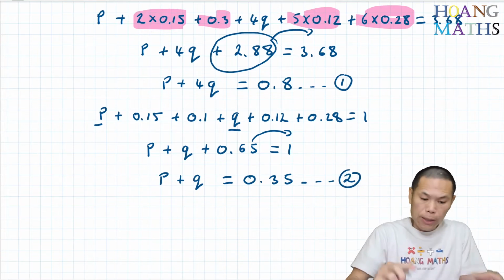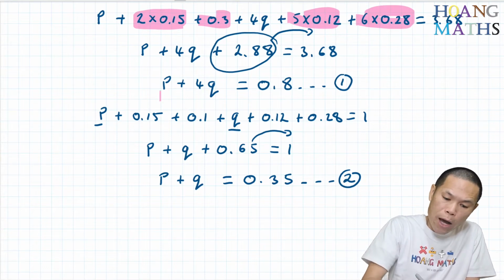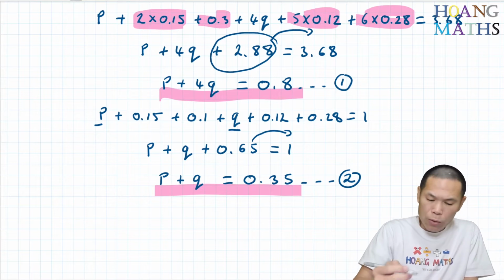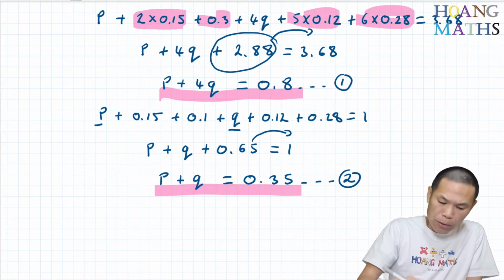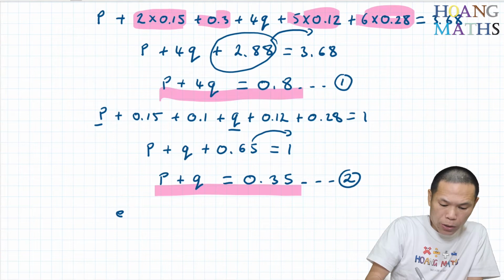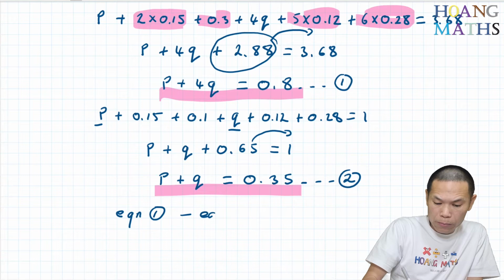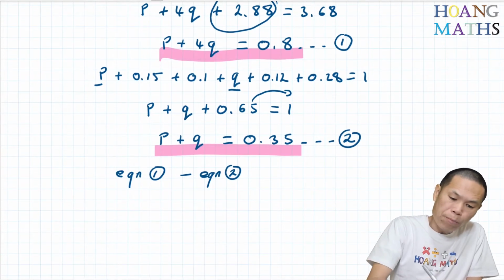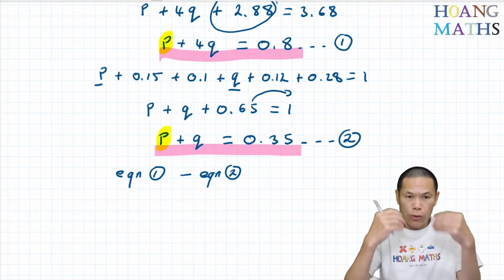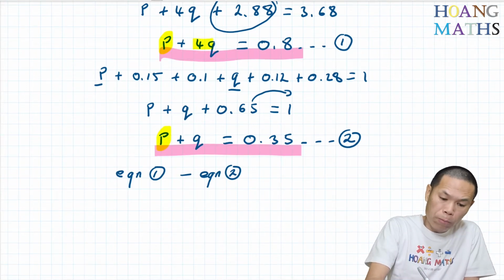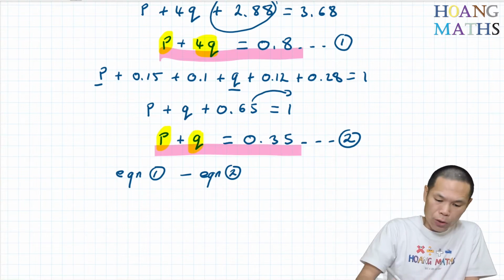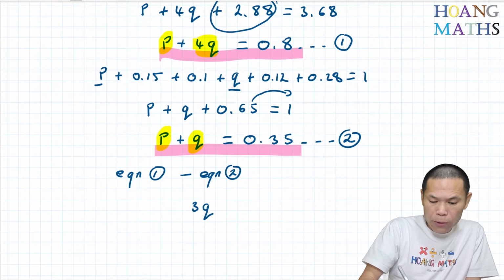So what I do now is I just use equation number 1 and we minus equation number 2. So that will give me, so let me just write this down. Equation number 1 minus equation number 2. So we have P minus P, so it cancels out, and 4Q minus Q will give me 3Q.